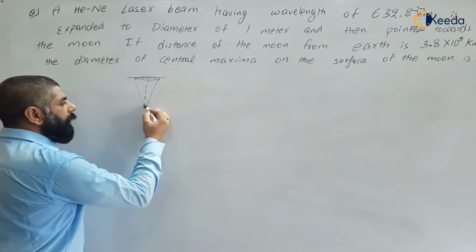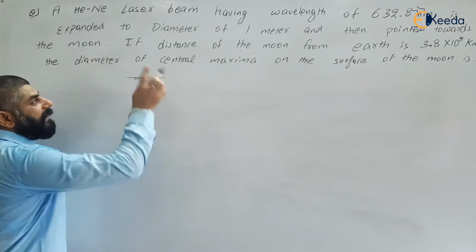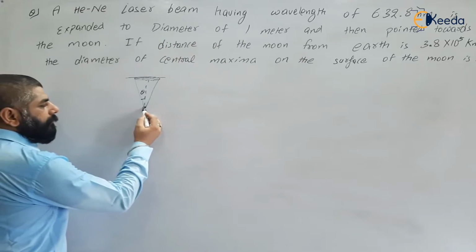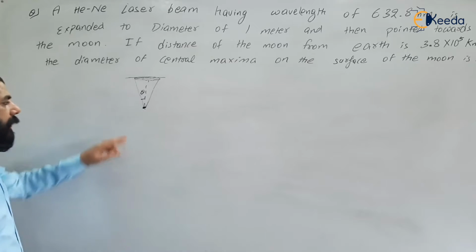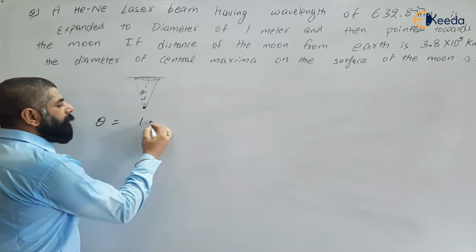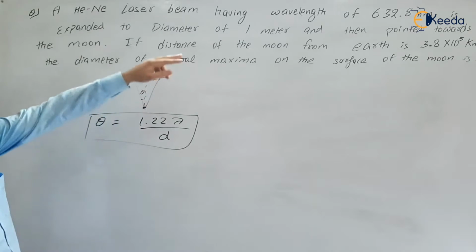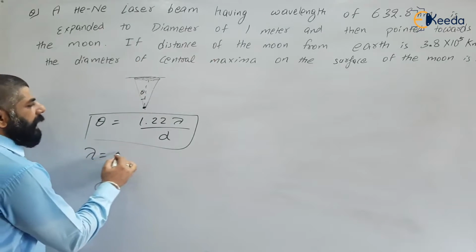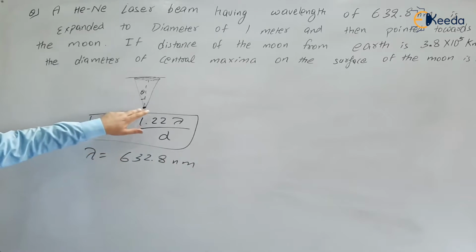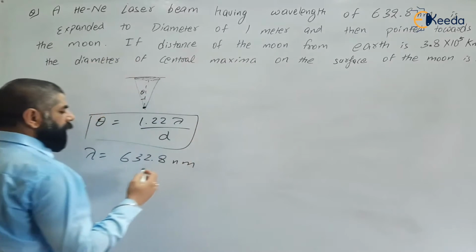Now this angle is called the angular spread or the divergence angle. This is the source of light that has a divergence, with a diameter of 1 meter. So what is its divergence angle? Divergence angle is given by 1.22 lambda by d, where lambda is the wavelength of the laser. The value of lambda is given as 632.8 nanometer and the diameter of this light source is given as 1 meter, because it is expanded to a diameter of 1 meter.